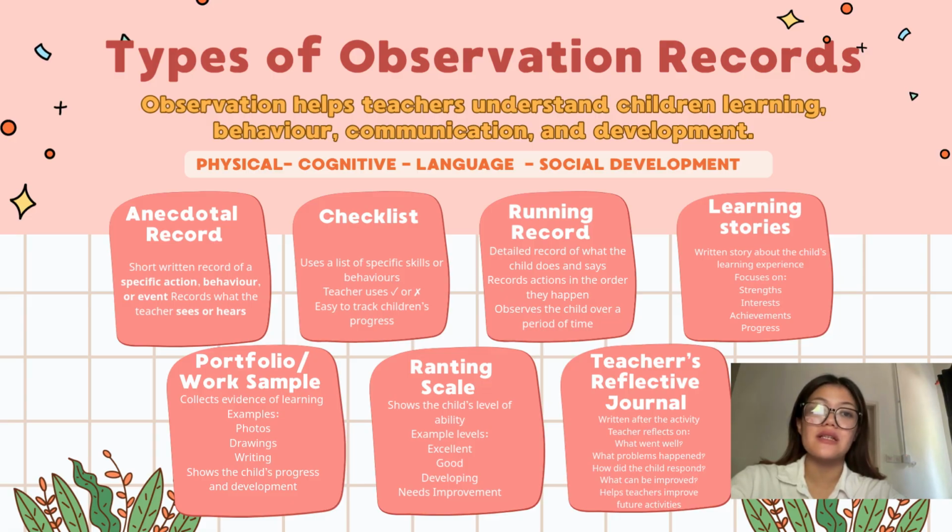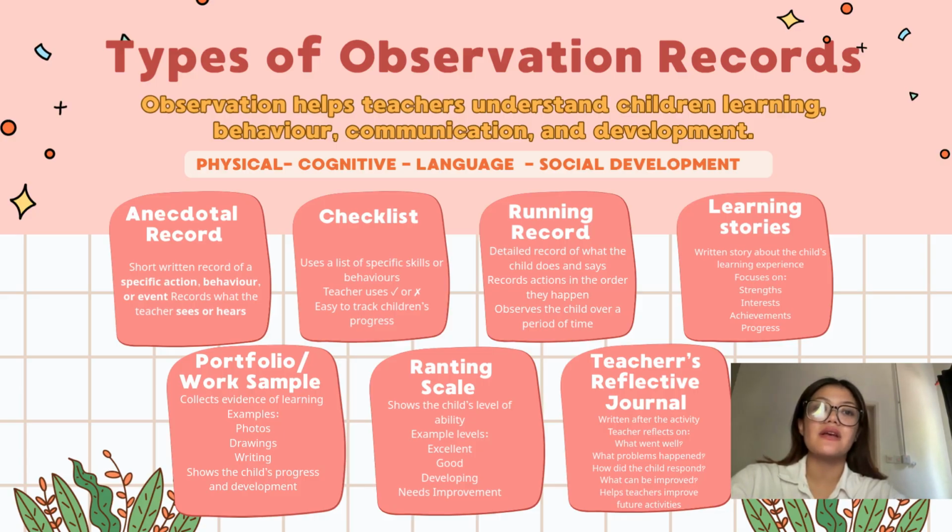The fifth type is the portfolio or work sample analysis. This method involves collecting a child's work and other learning evidence. This can include photographs, drawings, and writing. This allows the teachers to see the child's developmental progress over time.